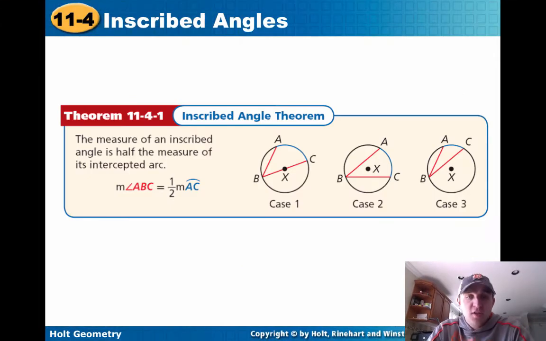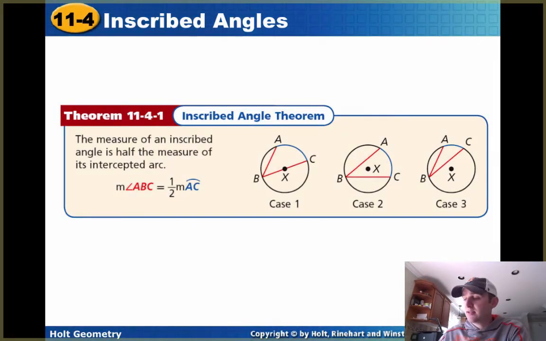All right, so our first theorem here, the inscribed angle theorem. If we have an inscribed angle, the measure of that angle is half the measure of the intercepted arc. It's pretty basic once you get to see it. All three of these are examples here. All three are cases. In case one, one side is a diameter. It doesn't have to be a diameter. What has to be true, and you'll see it in all three of these, is that the vertex has to be on the circle. If the vertex is on the circle, this is the case that we're talking about.